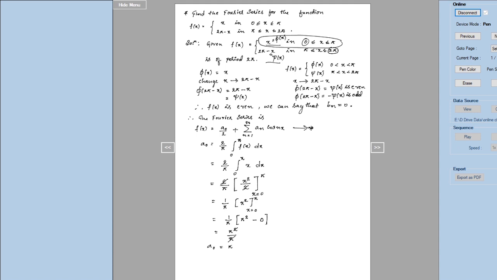But in the required equation star, we have a naught by 2. Therefore a naught by 2 is equal to pi by 2. Now we shall find out the value of an.